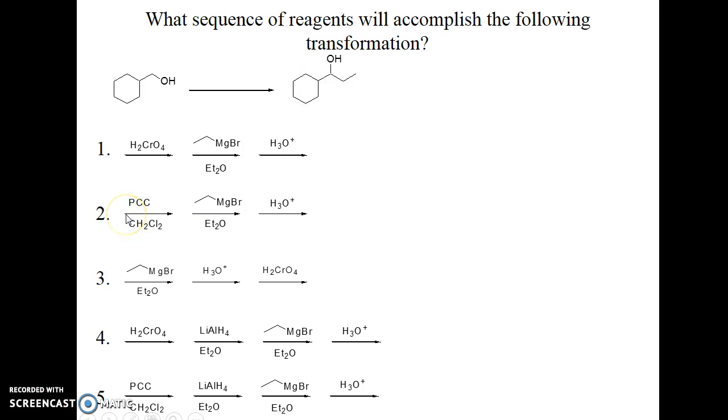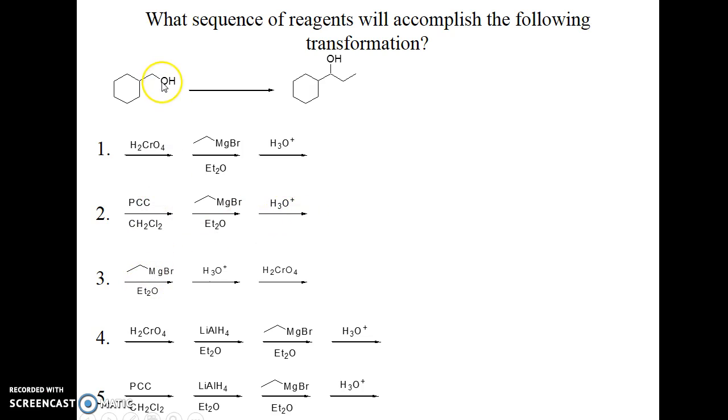Okay, if I look at number 2, PCC would take this to an aldehyde. The Grignard would then take it to this, and following with acid would protonate the negative charge on the alcohol. So yes, this should give it to you, but let's try out the others.